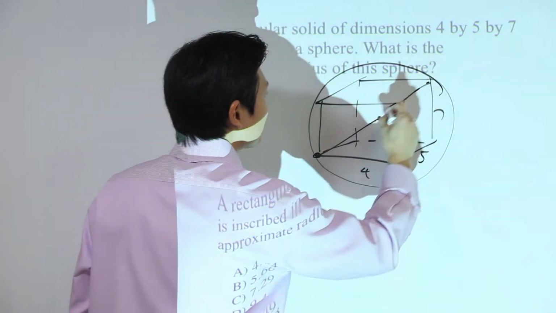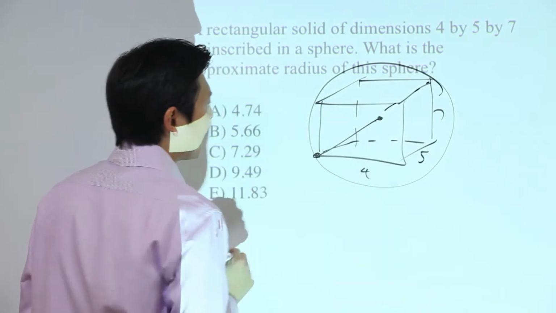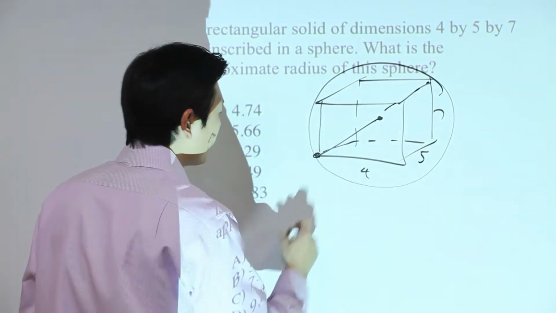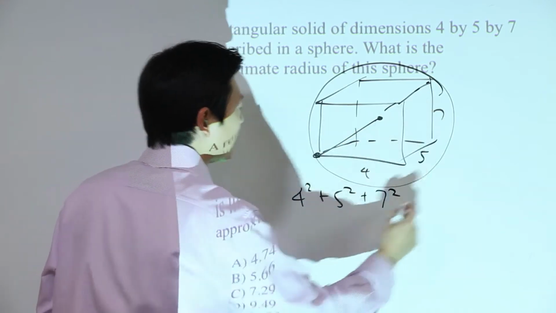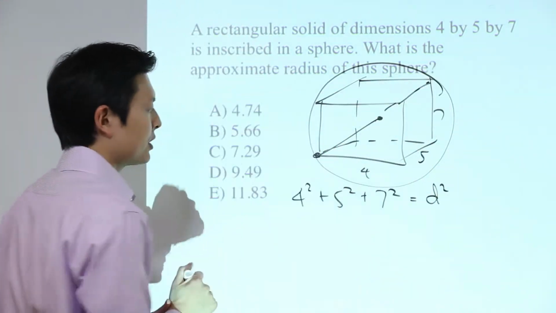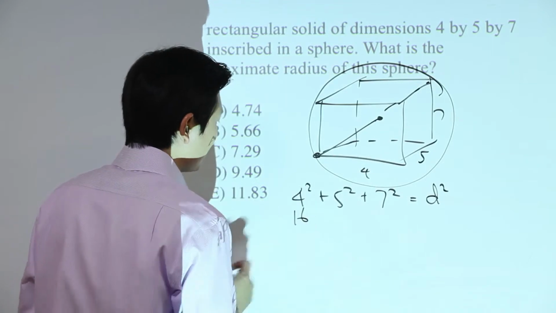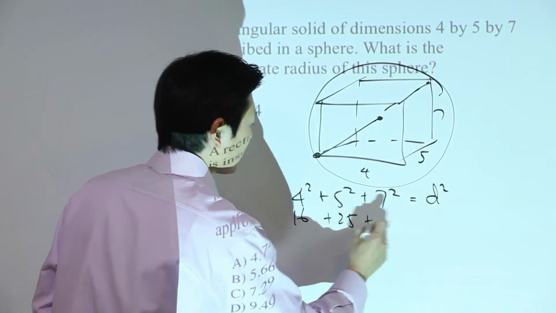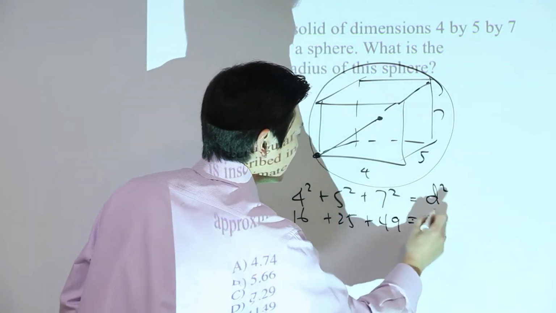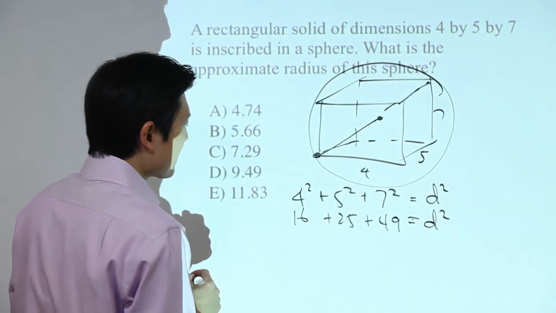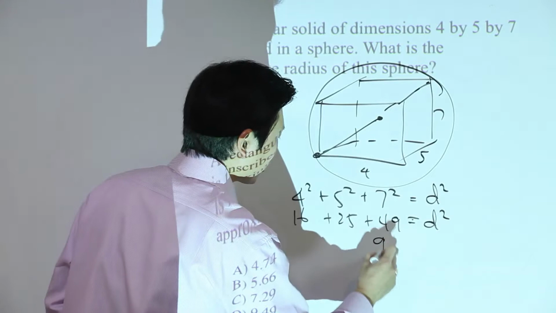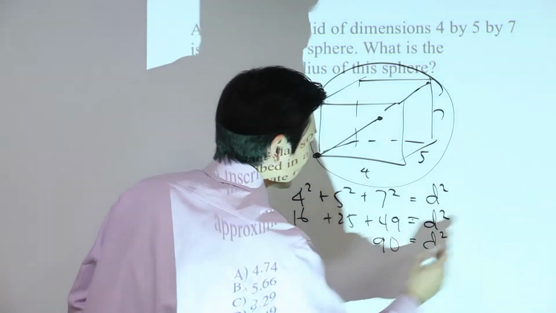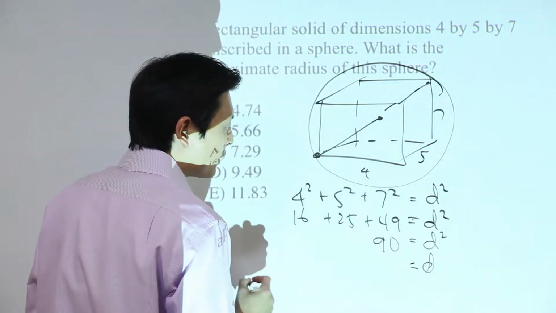Again, the first thing I would do is find the entire distance, then cut it in half. To find the entire distance, I have 4 squared plus 5 squared plus 7 squared. That would equal d squared, the entire distance. This is 16 plus 25 plus 49. That's d squared. That plus that gives me 41, plus 49 is a total of 90, equals d squared. D therefore equals the square root of 90.